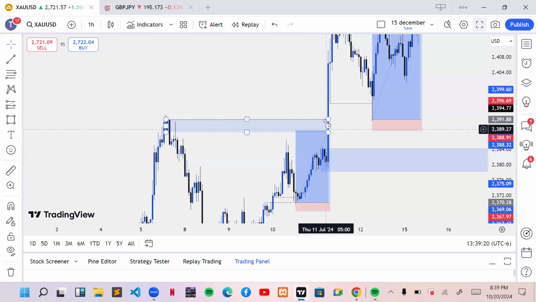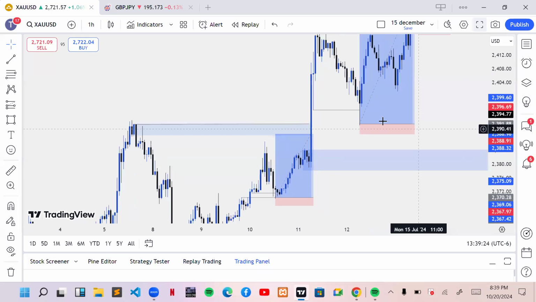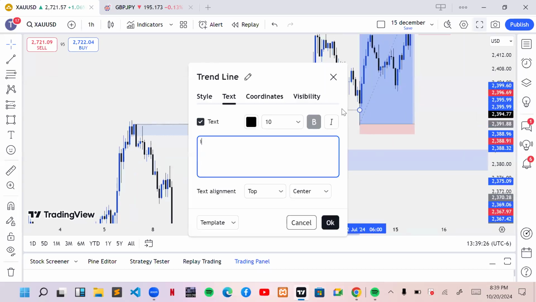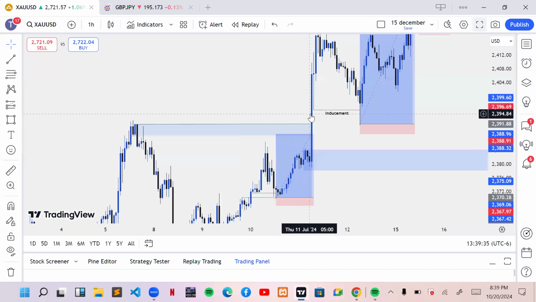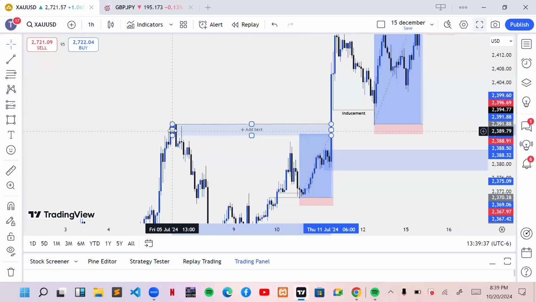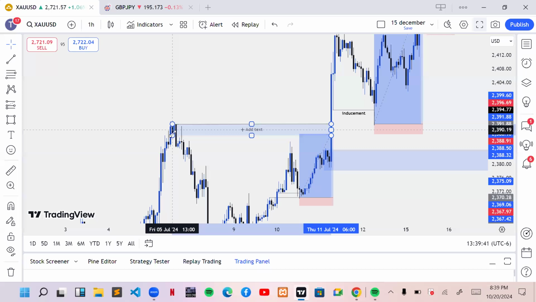This is a break of structure. After the break of structure, the first pullback that market makes is right here. This is our inducement right here. But if you pay attention, this inducement never mitigated our breaker block, because since market broke past this other block, now it's no longer an other block but a breaker block.